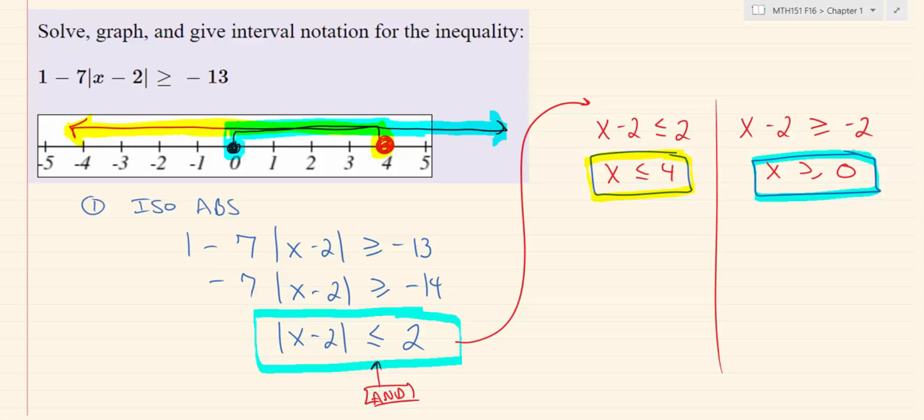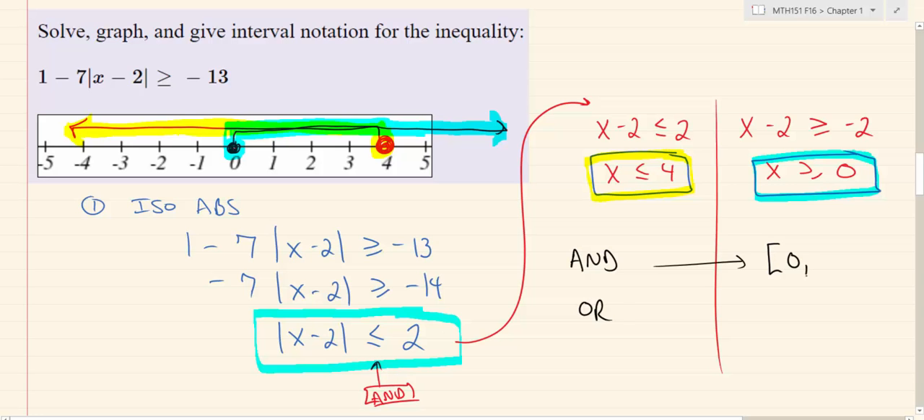Now we have to determine, is this an AND situation or is it an OR situation? If this happens to be an AND situation, then our solution is going to go from 0 to 4. That is the region of the overlap. If it's an OR situation, where it's one or the other, our solution is going to be negative infinity to positive infinity because the entirety of the x-axis is covered by both graphs.